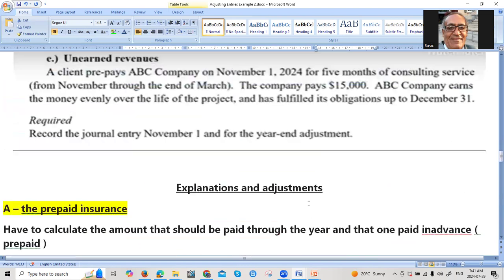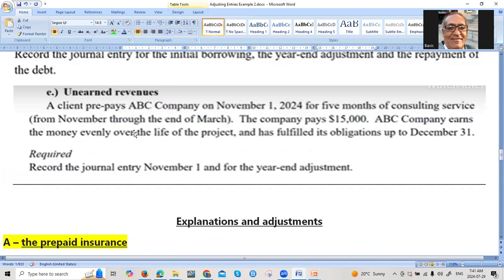The fourth transaction is about unearned revenues. What do we mean by unearned revenues? Unearned revenue is the kind of revenue that occurs when you take money for a service you did not do yet. You took the revenue in advance. As an example, someone asked you how much this will cost. You tell him, to prepare this or to fix this I will take $5,000. He told you, okay, take the $5,000 and do it.